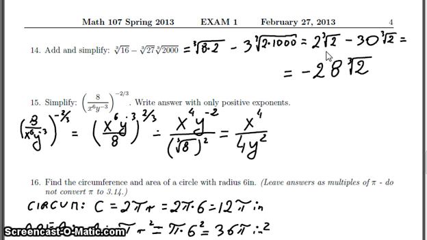So now let's take a look at this expression. I have 2 cube root of 2 minus 30 times cube root of 2. You can actually subtract these radicals because they have exactly the same radical part, meaning the index is the same and the radicand is the same in both of them. So you have 2 minus 30 is negative 28, multiplied by the cube root of 2.